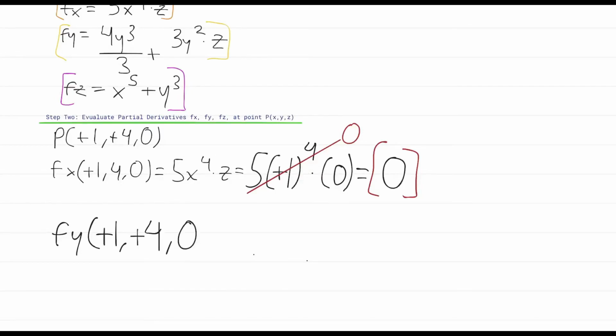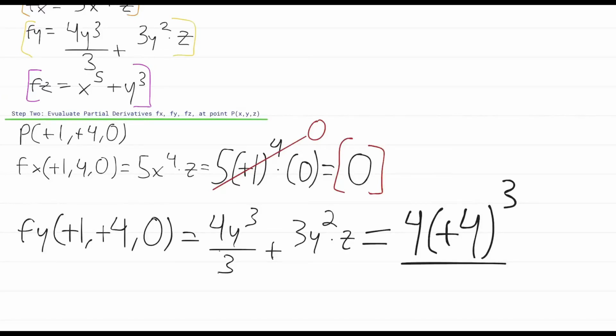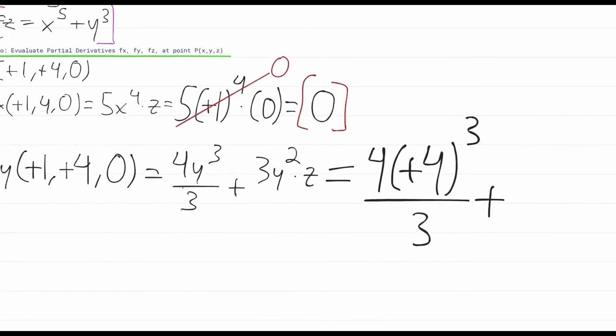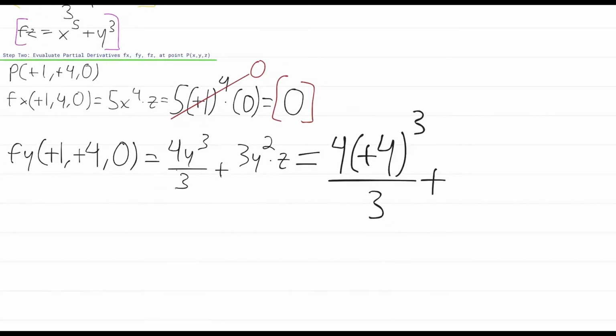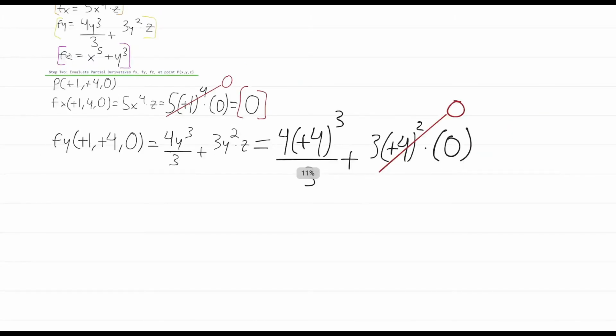So our partial y, evaluated at (+1, +4, 0), will be equal to 4y cubed over 3 plus 3y squared times z. This is just the partial derivative with respect to y that I computed in step 1. Now we're going to plug in the points. So 4 times y, our y is positive 4, cubed over 3, plus 3y squared times z, which would be 3 times positive 4 squared times z. What's our z? It's 0. So we know that whole term zeroes out, and the only term that will be taken into account is the first term.